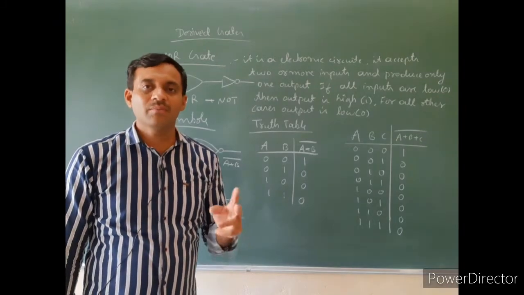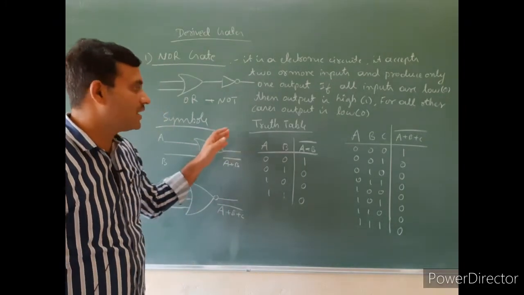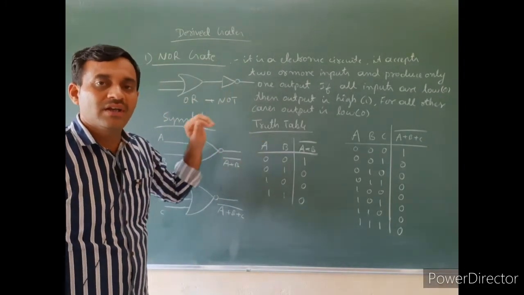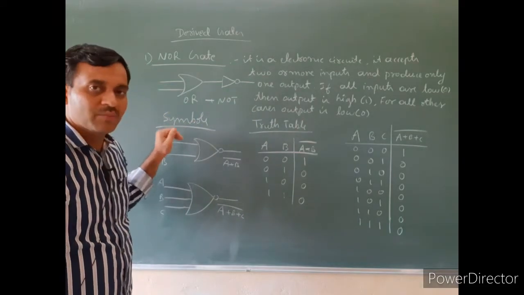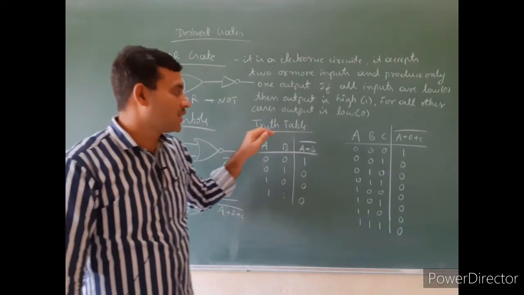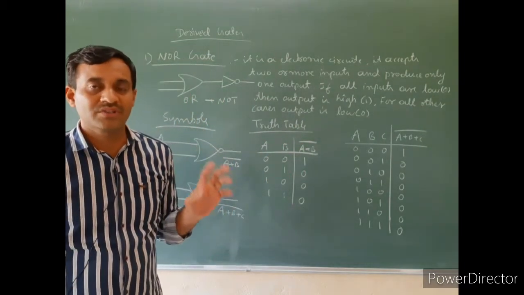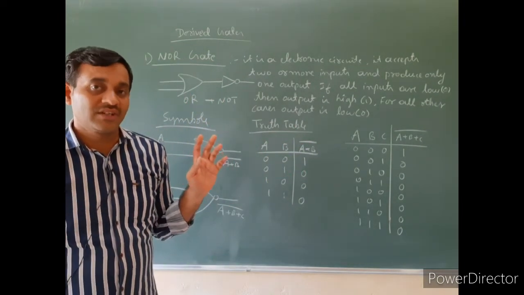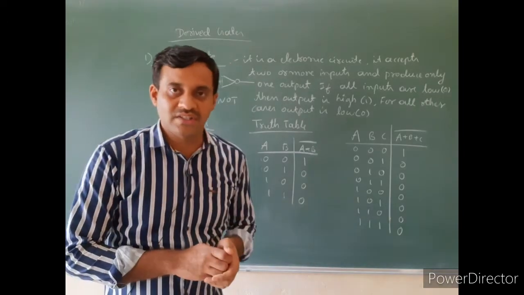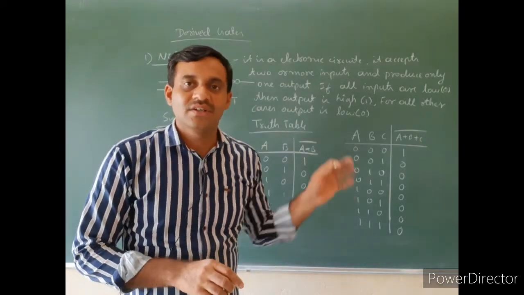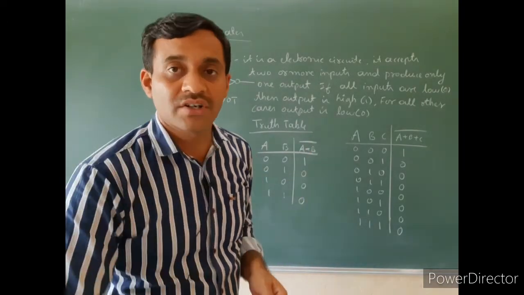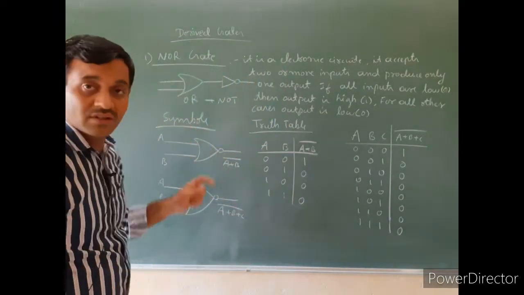If you are asked a 3 marks question, write the logic symbol and truth table for the NOR gate. Then you have to write the logic symbol for 2 variables and 3 variables also, and the truth table for 3 variables and 2 variables also. It is an important question from the point of view of the examination. Let us see the next derived gate, that is, the NAND gate.